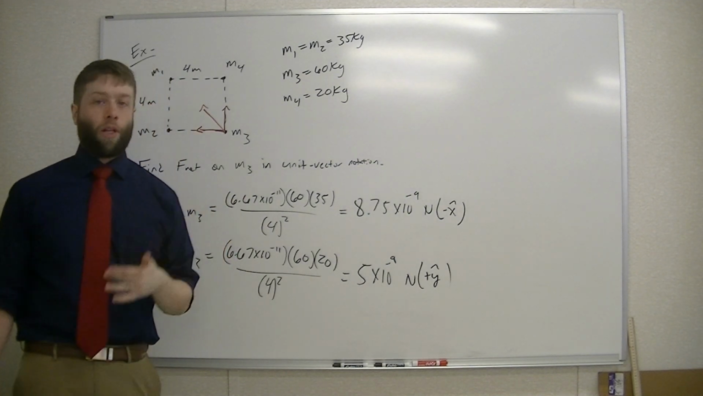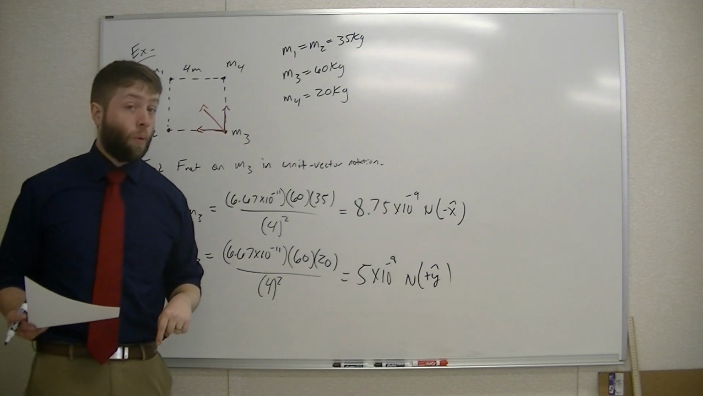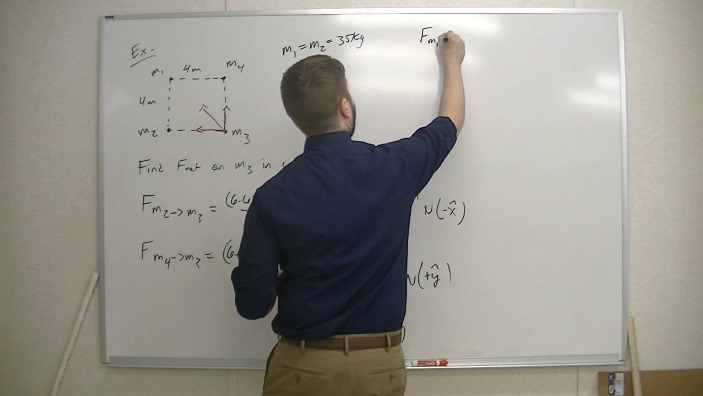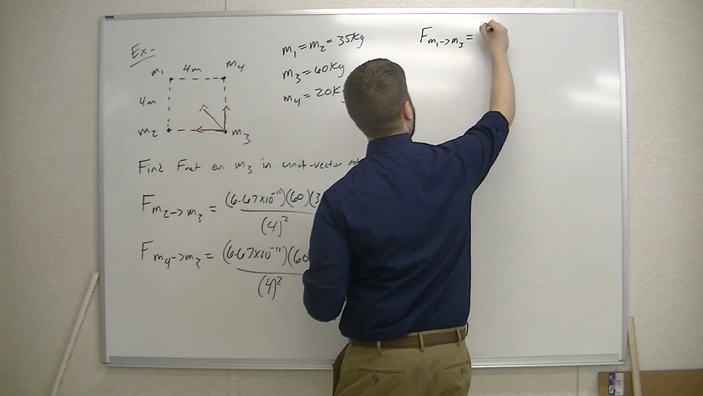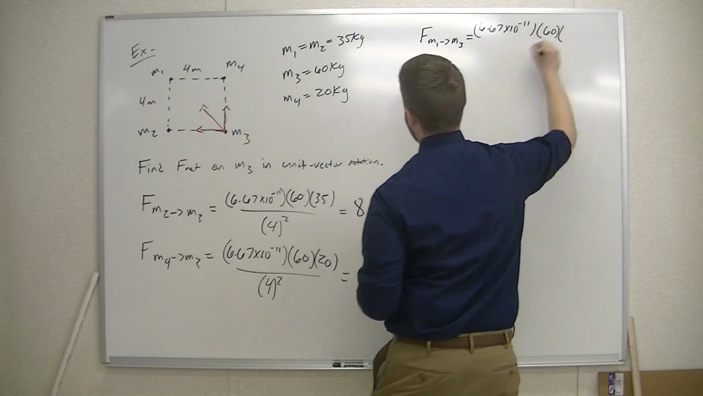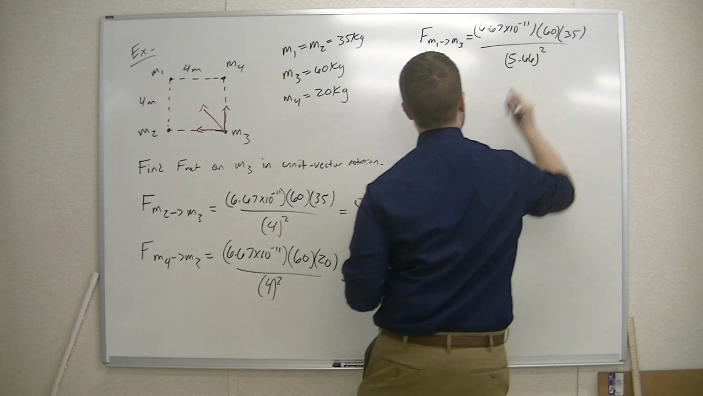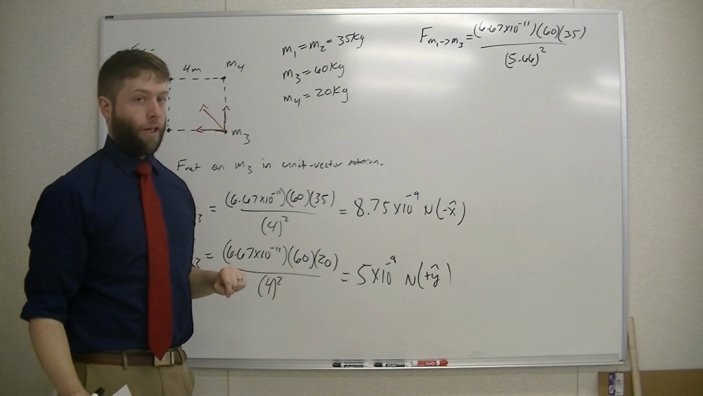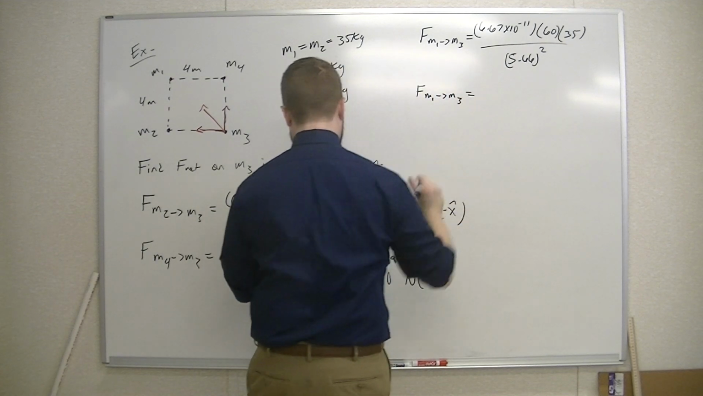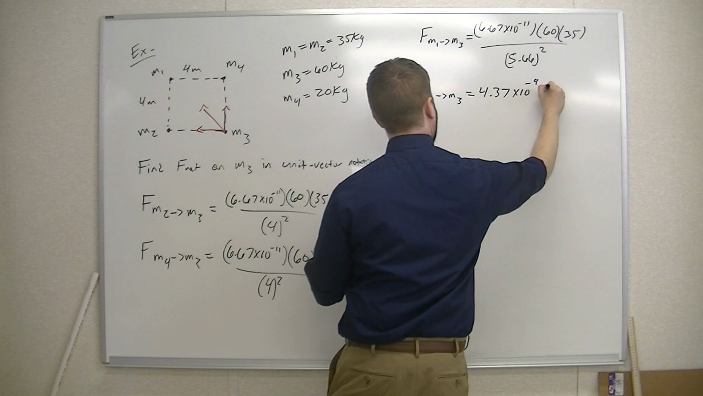So if you do 4 squared plus 4 squared equals c squared, a squared plus b squared equals c squared, you should see that this distance is actually 5.66 meters. So the force that M1 exerts on M3 is equal to 6.67 times 10 to the minus 11 multiplied by M3, which is 60, multiplied by M1, which is 35, divided by 5.66, the quantity squared. That is the distance from M1 to M3. Solving for this force, the force of M1 on M3 is equal to 4.37 times 10 to the minus 9 newtons, okay?